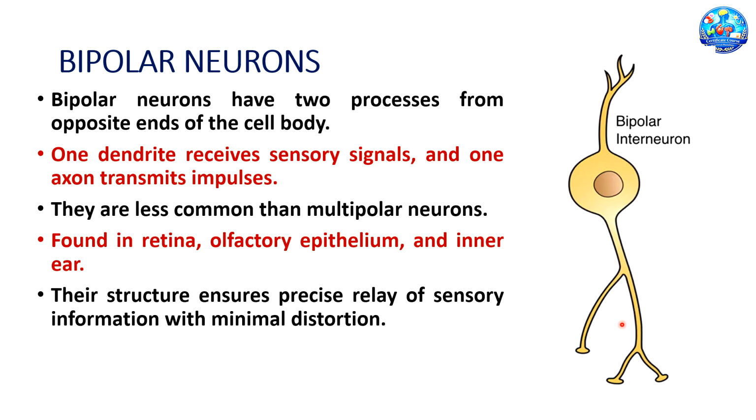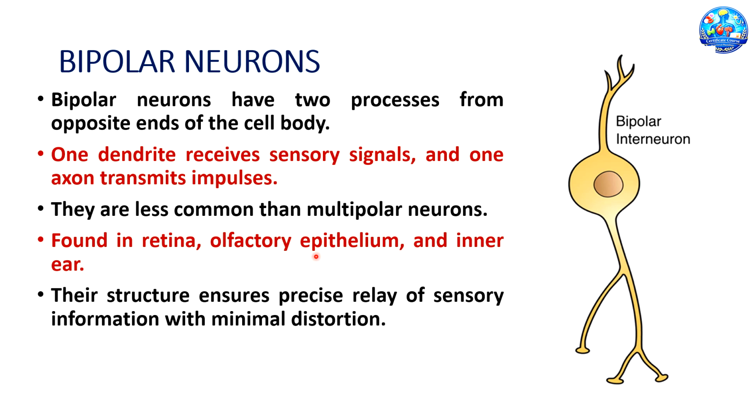Bipolar neurons are characterized by the presence of two distinct processes arising from opposite ends of the cell body. One is the axon and one is the dendrite. The dendrite receives the incoming sensory signals, while the axon transmits impulses towards the central nervous system. These neurons are relatively rare compared to multipolar neurons and are typically associated with specialized sensory functions.